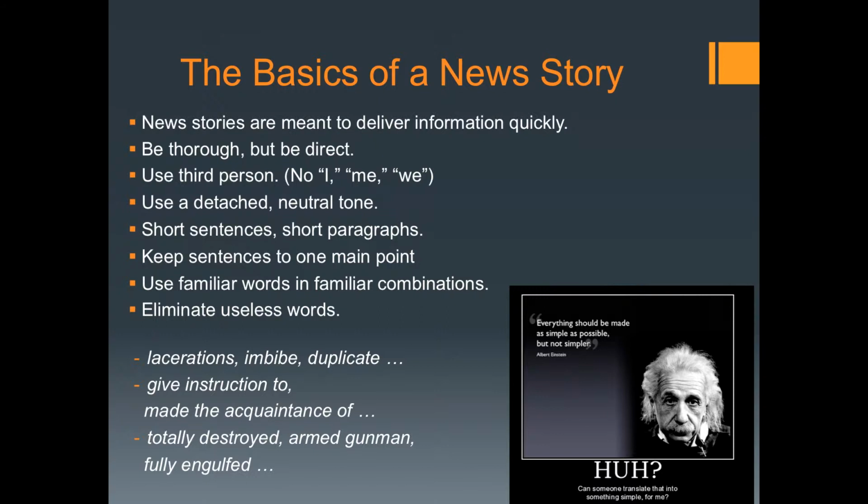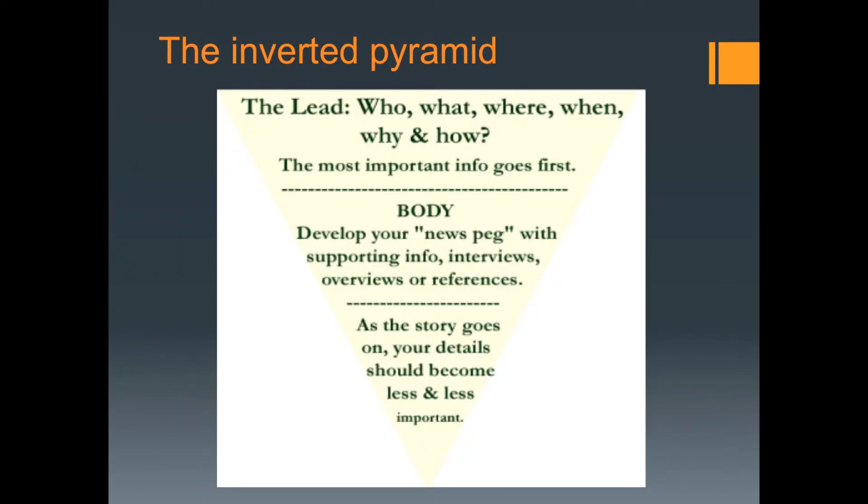Similarly, we want to look for redundancies, and if there's places that we can cut out where we've been redundant in our writing. So, for example, we wouldn't say totally destroyed, right? It's impossible to be partially destroyed. And so totally destroyed is a redundancy. Or if we said an armed gunman, right? Is it possible to have an unarmed gunman? No. So it's redundant to say armed gunman. We would just say gunman.